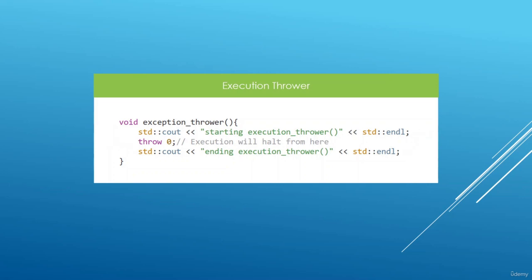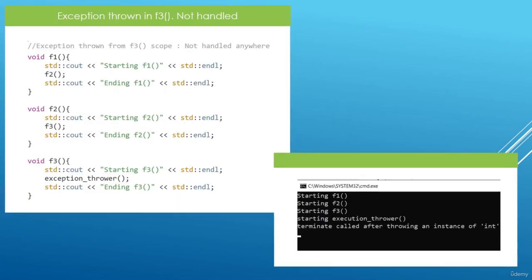So let's look at another kind of setup we can do here. So we have our chain of function calls here, but notice that in F3, we are throwing our exception in the middle of starting and ending F3 here. We are calling our exception thrower function. So this is going to change the flow of things dramatically.